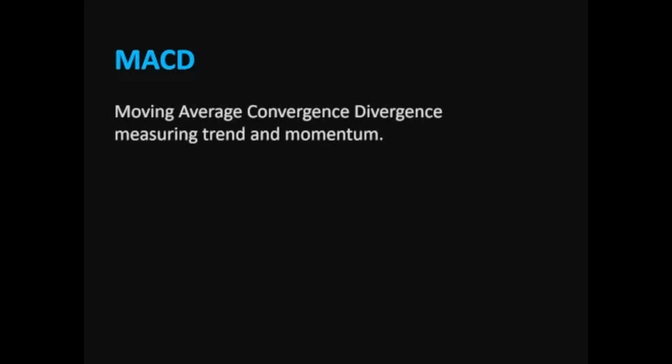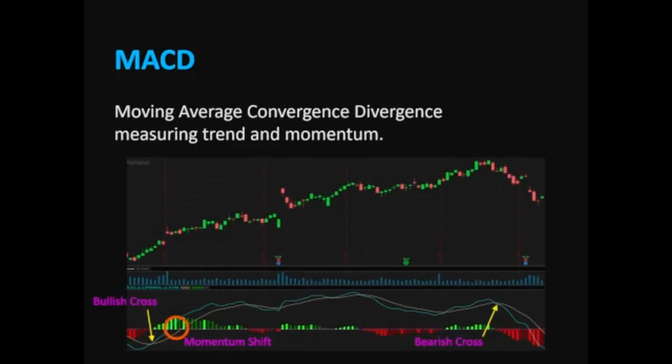The MACD is the Moving Average Convergence Divergence. It measures trend and momentum as well. This image below shows you how the MACD works.